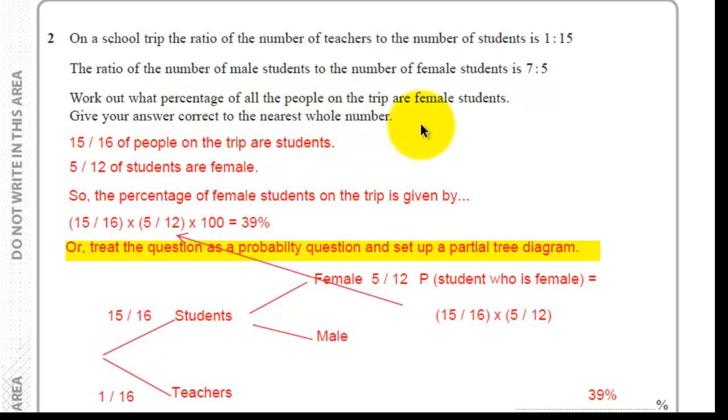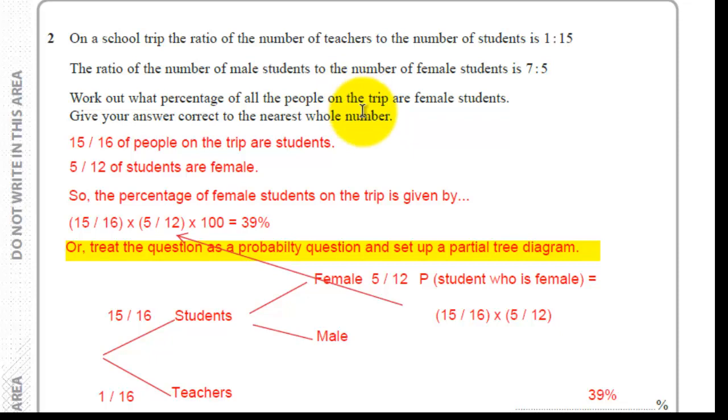Just take a second to think about this. This is a regular school trip. There are teachers and there are students on it. And of the students, there are male students and female students. And we have to work out, of all of the people on the trip, the teachers and the students, what percentage of all of the people on the trip are female students.